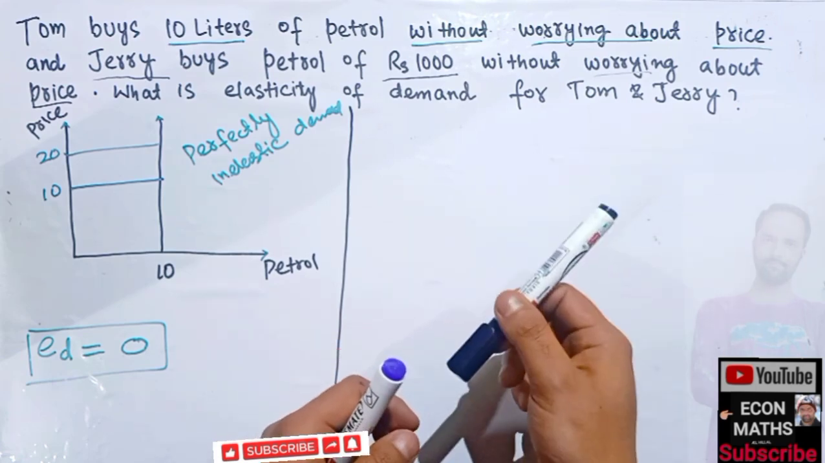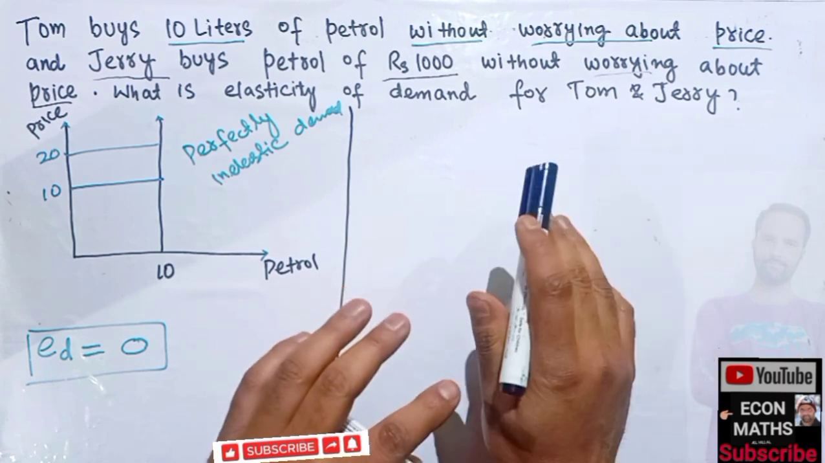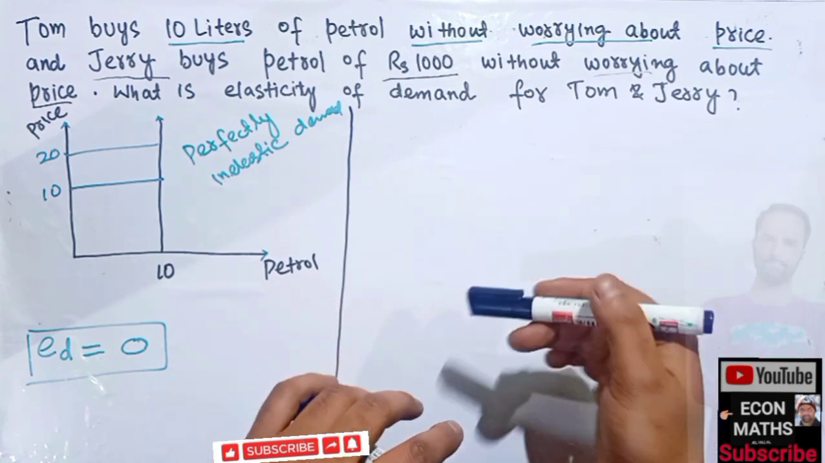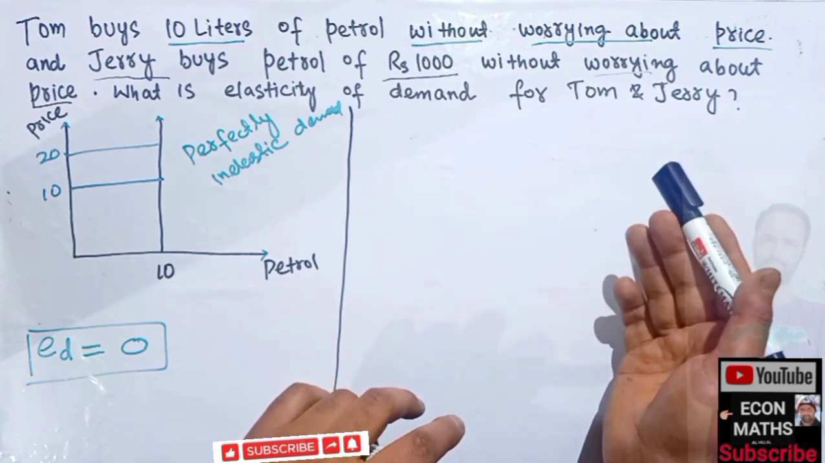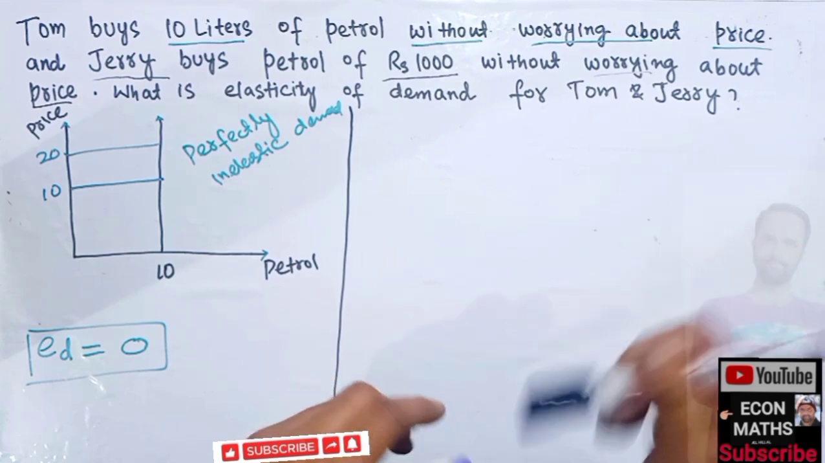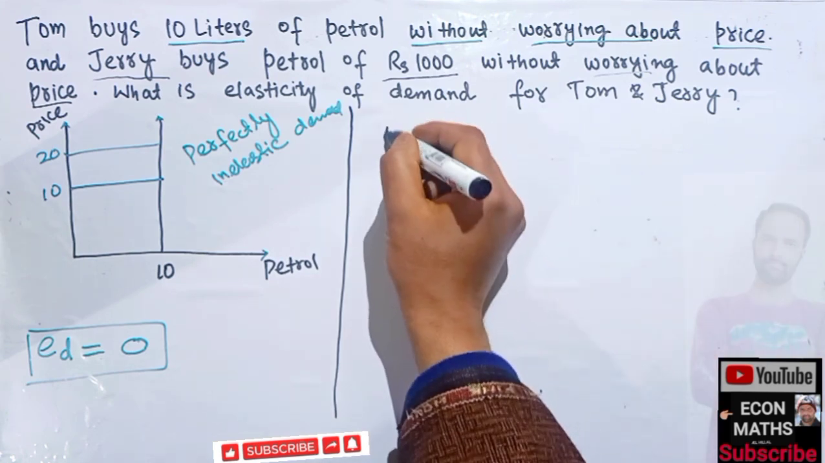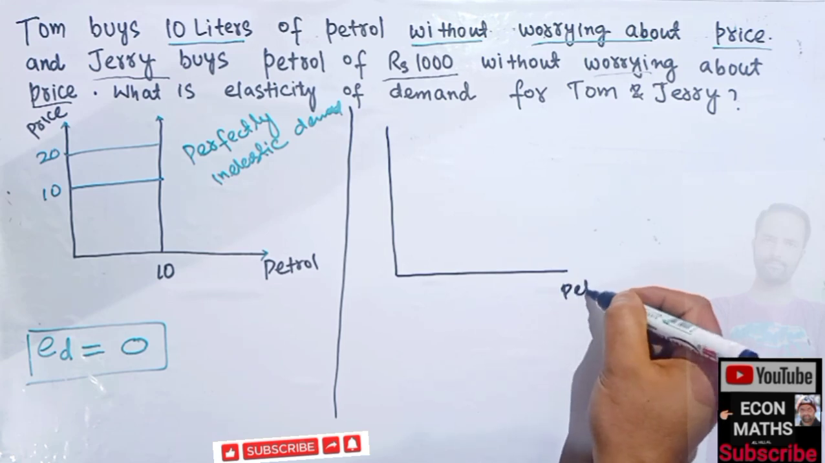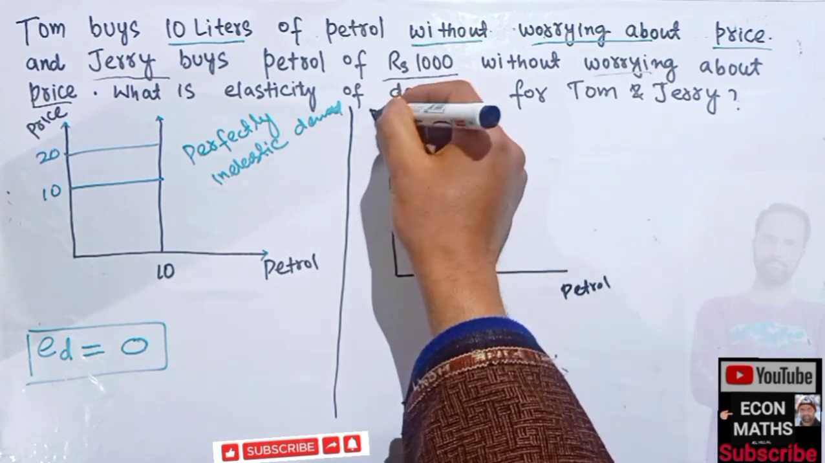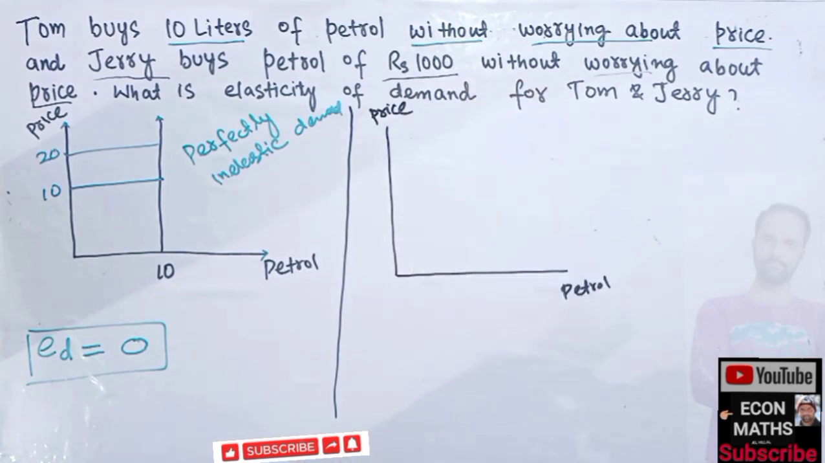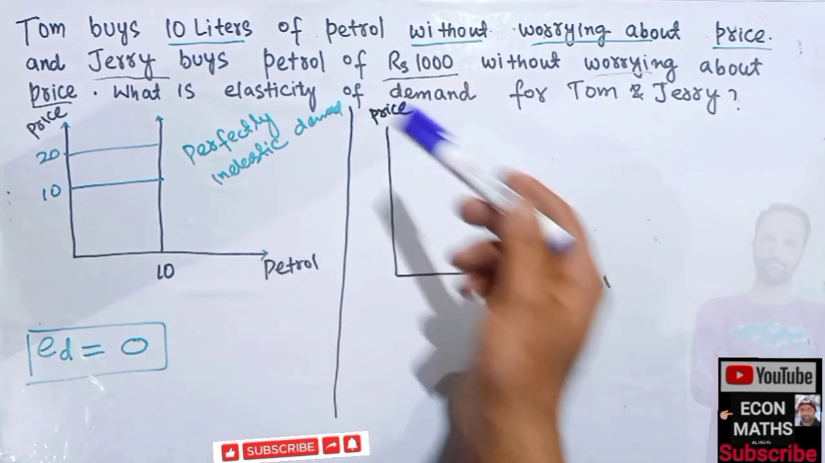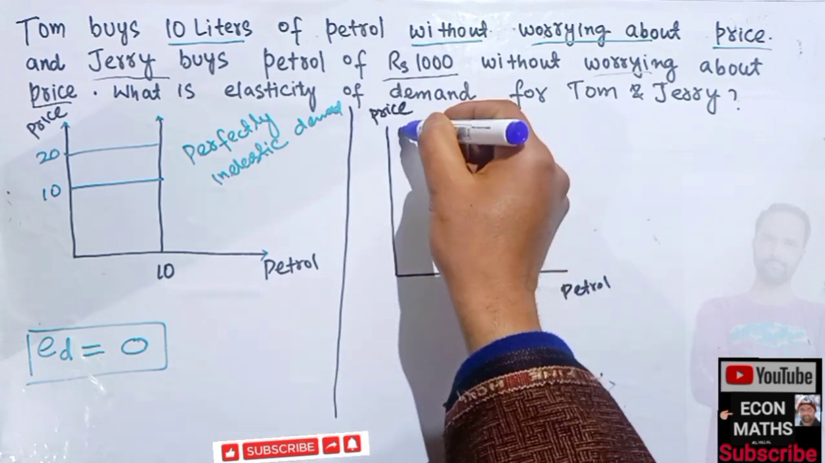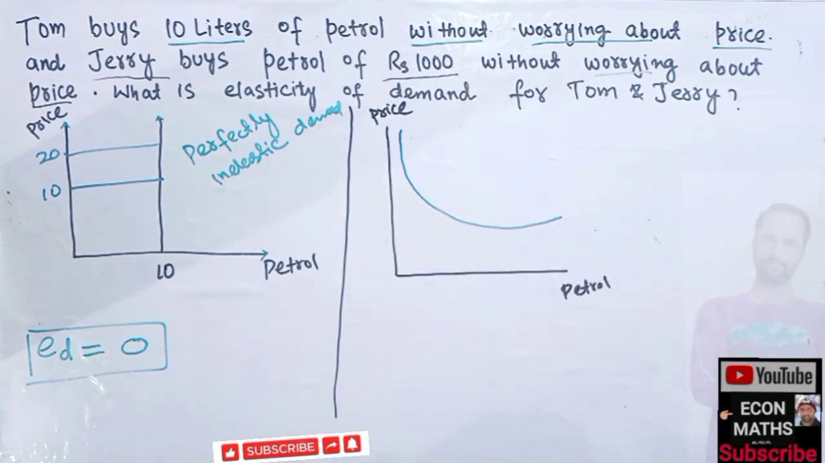Or we can say that his expenditure on petrol is fixed, which implies any change in the price will not affect the total expenditure. So, if we talk about this graphically, we have petrol here, and we have the price of petrol. In this case, since expenditure is constant, we are being told he buys petrol of 1000 rupees, his expenditure is constant, demand will look like this.